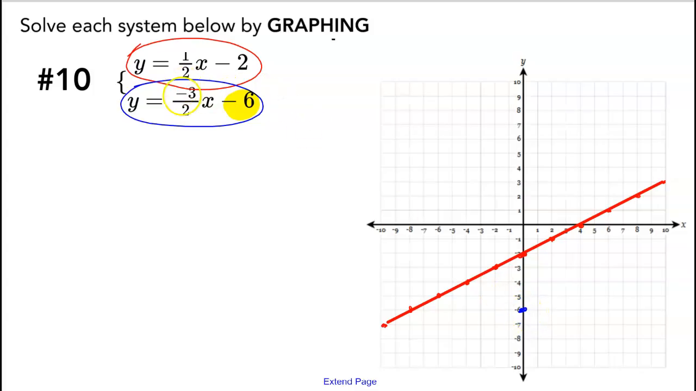And in here, I'm going down 3 and to the right 2 because it's negative. So I go down 3 and to the right 2. And that's going to give me my next point.